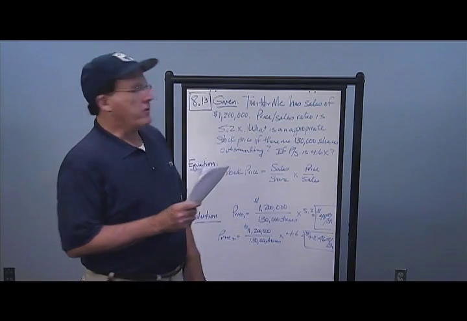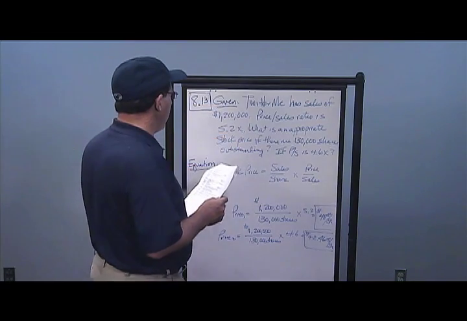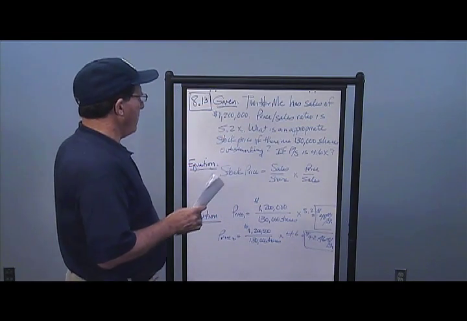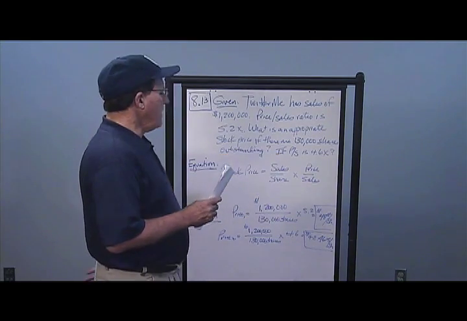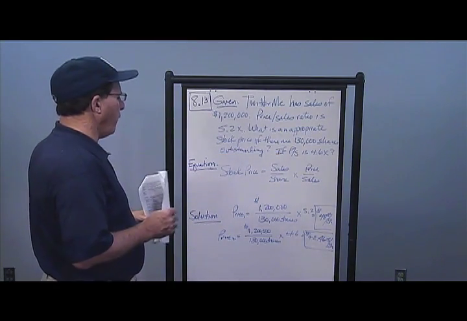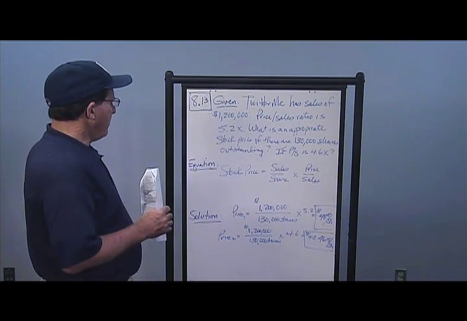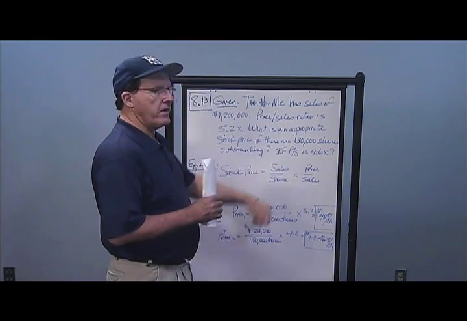In problem number 13, Twitter Me has sales of $1.2 million. Price to sales ratio is 5.2 times. What is an appropriate stock price if there are 130,000 shares outstanding? What if their price to sales ratio is 4.6 times? So we'll do 2 stock price cases. Stock price is equal to sales per share times price to sales ratio.